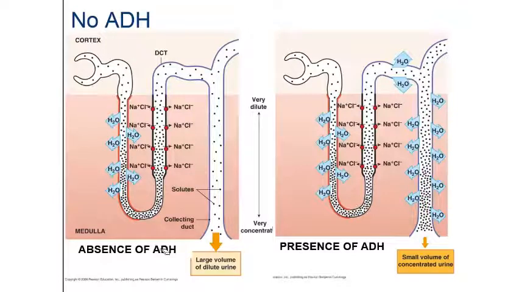So when you don't have ADH in your system, so you've been drinking your waters, you're not dehydrated, there's no need to conserve the water, then you don't release ADH, right? So what happens when you don't have ADH? Well, these dots represent the concentration of your urine, right? So you can see as you go down the loop of Henle, the concentration of the filtrate goes up, right? This shouldn't be surprising. We learned it before, right?